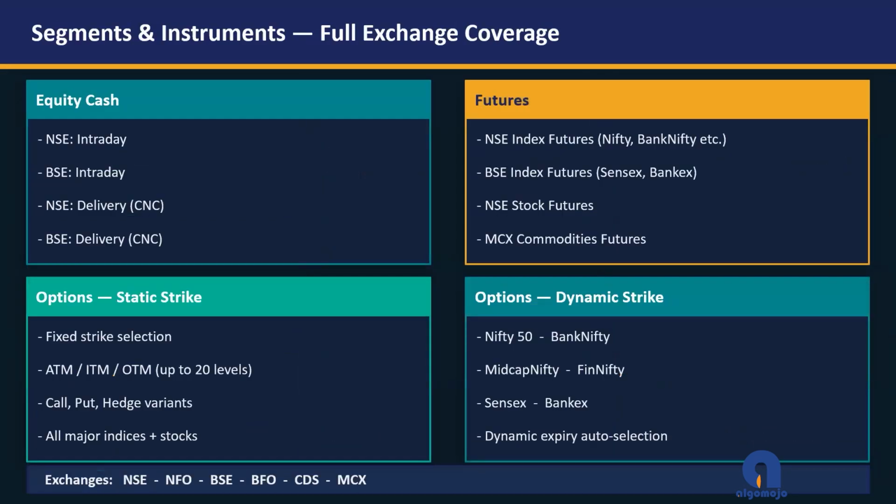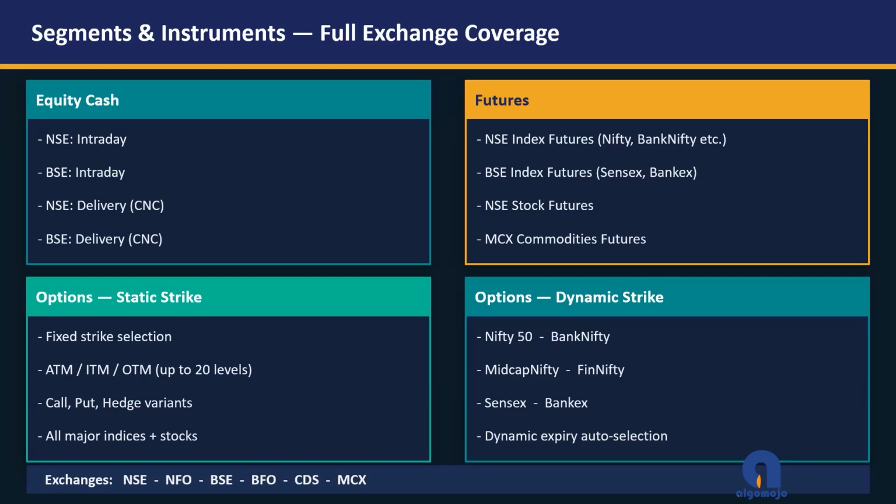Algomojo covers the full spectrum of Indian exchanges and instruments. You can trade in equity cash. It could be NSE, BSE, both intraday and delivery, that is CNC. Futures you can trade in. It could be NSE Nifty futures or Bank Nifty futures, or BSE, or NSE stock futures, or BSE stock futures. On MCX also, you can trade in commodity futures.